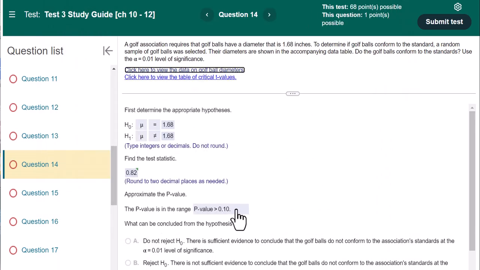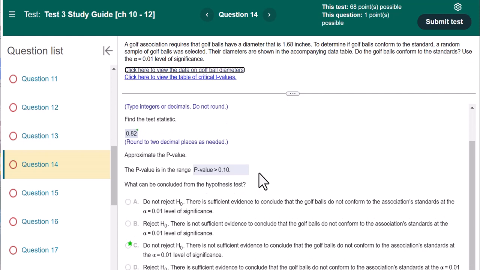The p-value is bigger than 0.01, so we fail to reject the null hypothesis. And if you fail to reject the null hypothesis, then the null hypothesis is probably okay. So you say there is not sufficient evidence to reject the claim that the golf balls conform to the standards, or what he says here, to conclude the golf balls do not conform to the association standards. We're saying we can't reject that they conform. They do conform.